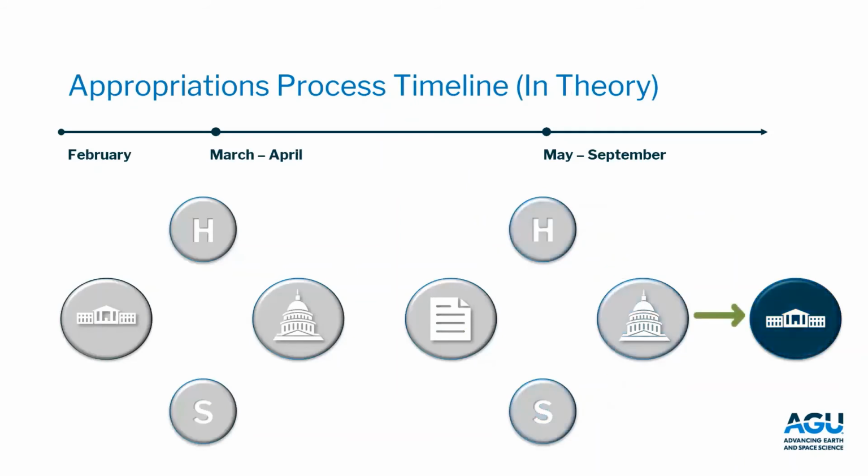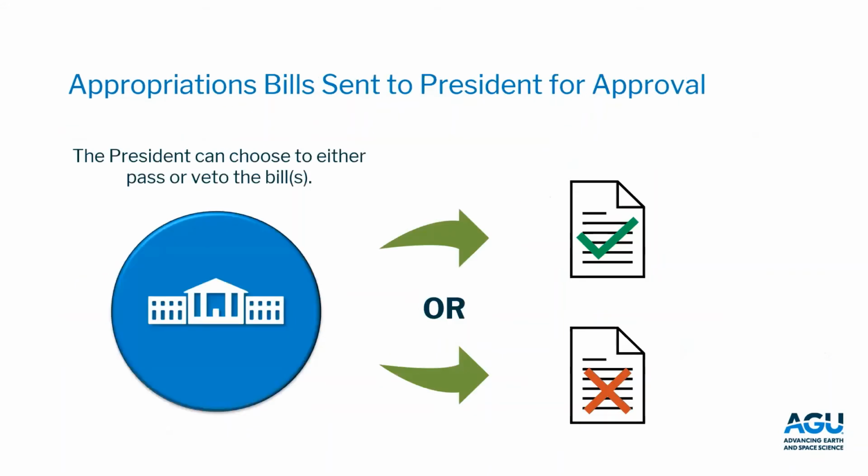The last part of the appropriations process involves the president's approval of the bills. Once Congress has passed the appropriations bills, they are then sent to the White House for the president's approval. The president can choose to approve the bills by either signing them or taking no action, or the president can choose to veto the bills and send them back to Congress.